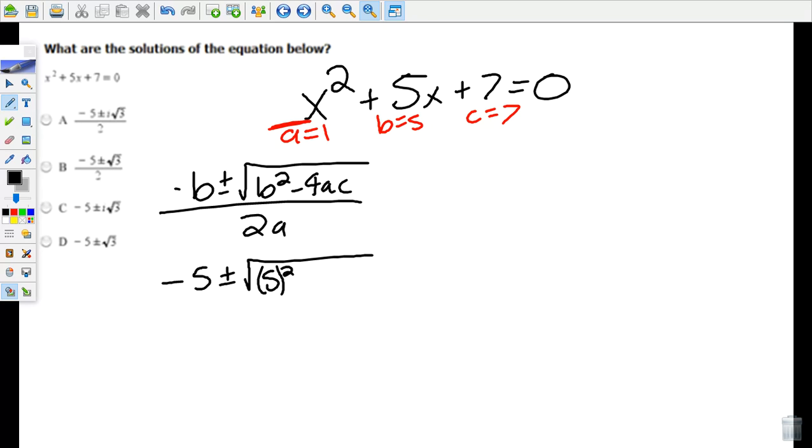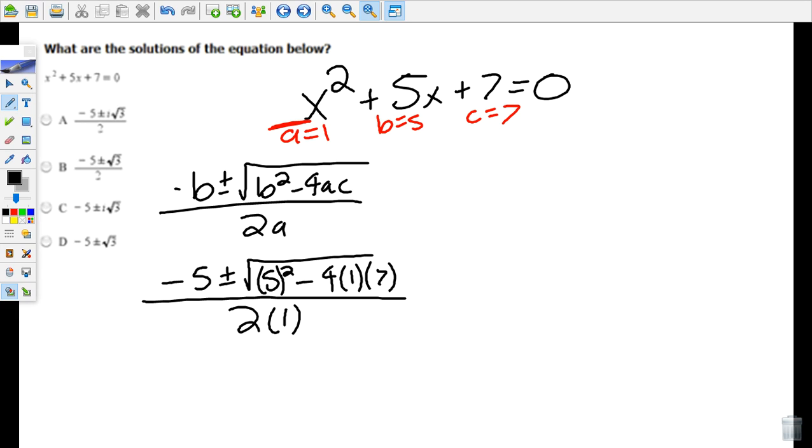Again, just to be safe, it's probably good to use parentheses every time so that you don't ever have any issues. But yeah, 5 squared, minus 4 times a, which is 1, times c, which is 7. And then we put all of this over 2 times a, which is 2 times 1.